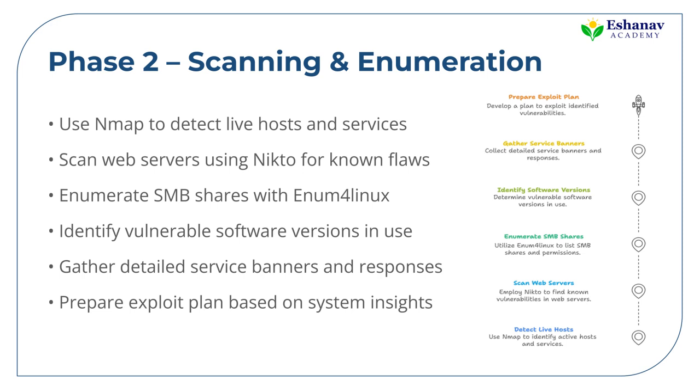Now we dive deeper, scanning and enumeration. This is like walking around the building to find unlocked doors and windows. You'll look for open ports, vulnerable services, and hidden pathways. Tools like Nmap, Nikto, and Enum4linux help map the terrain. The goal? Build a precise blueprint of the system before making your move.